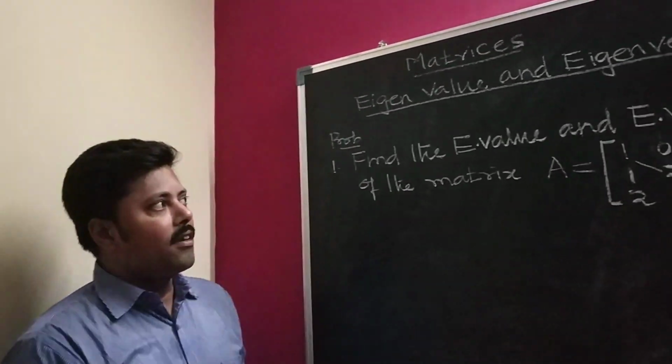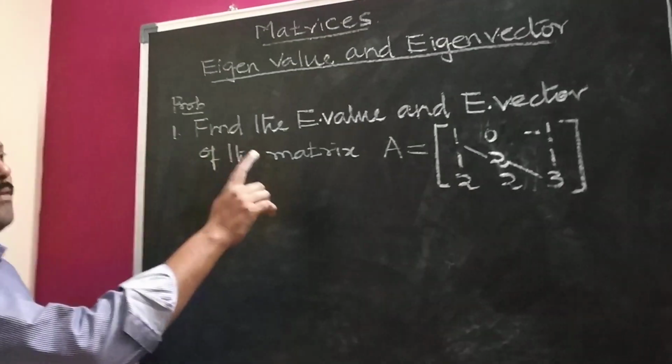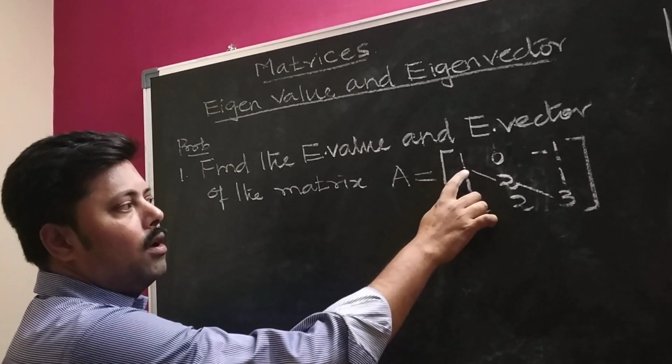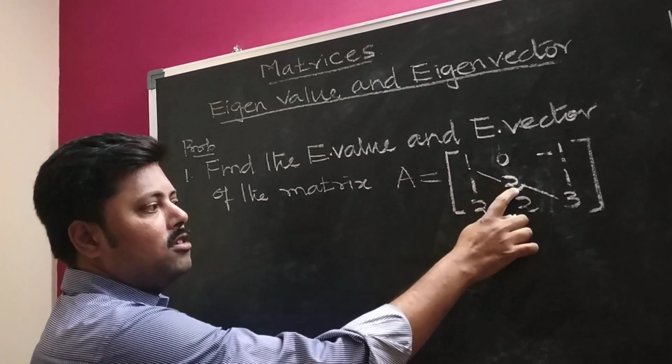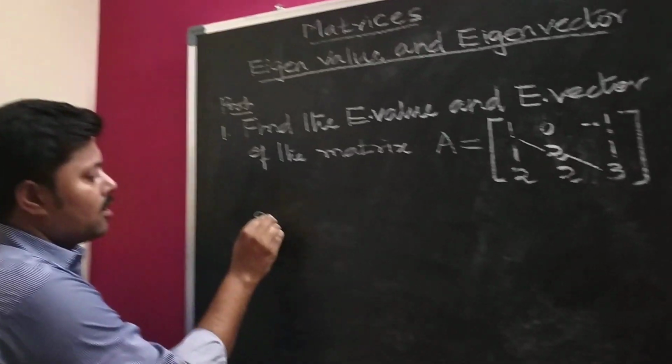Problem based on eigenvalues and eigenvectors. Problem number 1. Find the eigenvalue and eigenvector of the matrix A equal to [1, 0, -1; 1, 2, 1; 2, 2, 3]. So solution, step number 1.